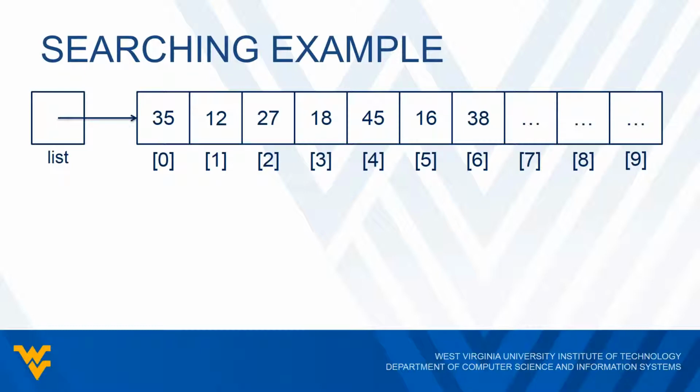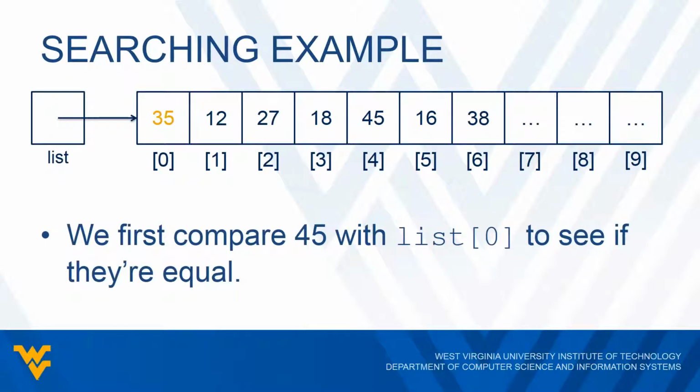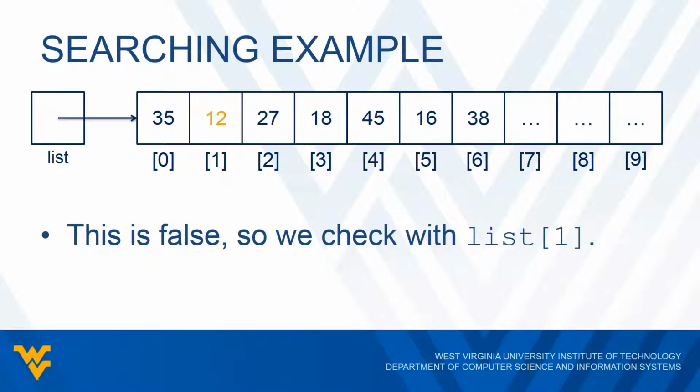Here's an example of an array, and let's suppose we want to find the value 45. Now, if you look over the entire array here, you can see that it does exist right here. So we will find it, but remember, we gotta think about the process that a computer is gonna take. It doesn't look at the entire array and just spot it right at index 4. We have to look at one element at a time. So the first step is to compare 45 with the value in list 0 to see if they're equal. Since 35 does not equal 45, this is false.